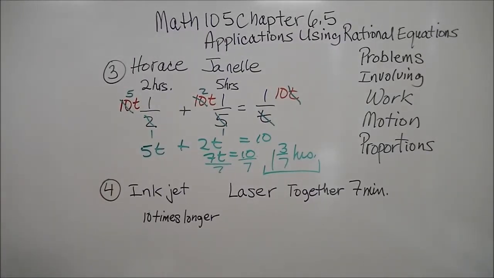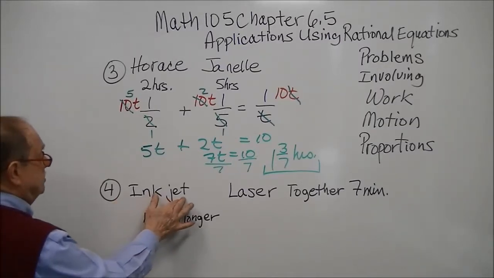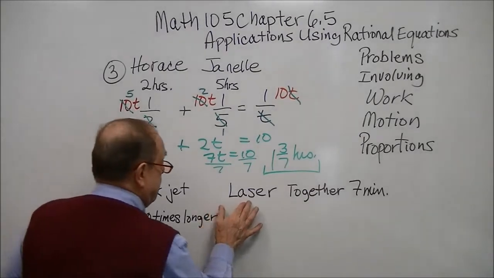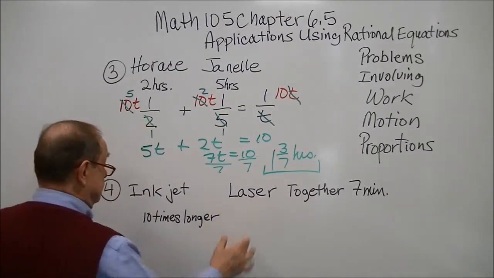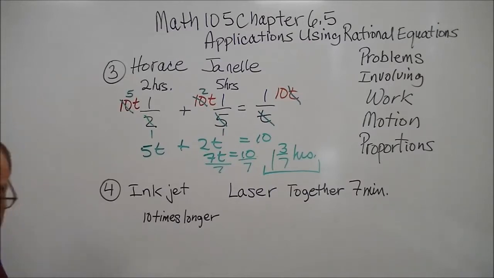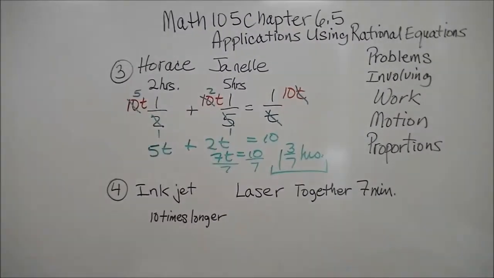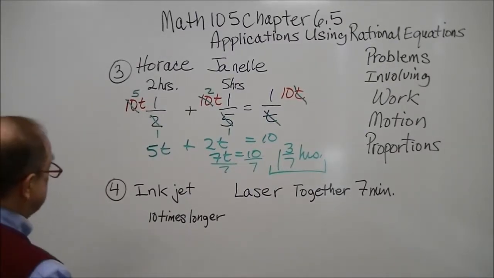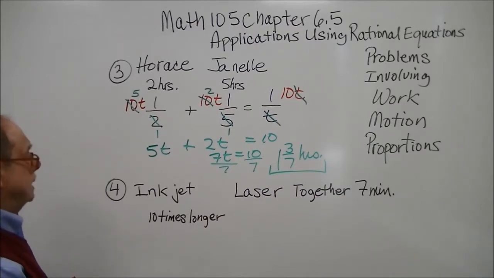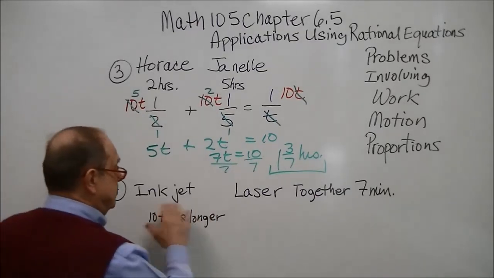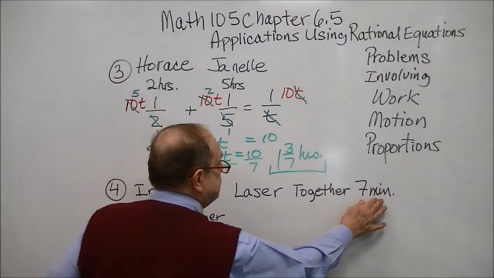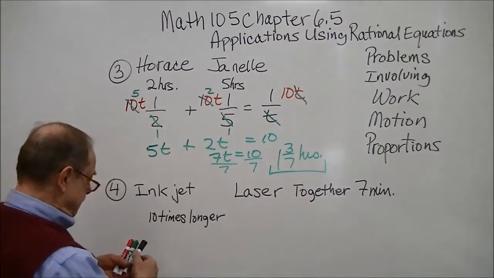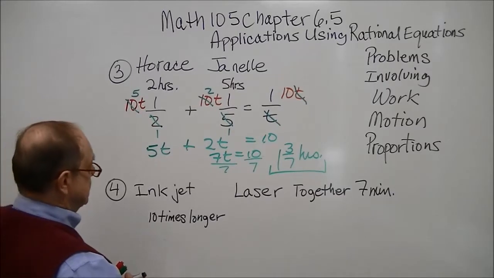All right, going on to number 4, we have 2 types of printers. One's an inkjet printer, and the other is a laser printer. Now we know laser printers are really fast. So, what would be the strategy? Well, we know that together these 2 printers can do the job in 7 minutes, so it's a little different. So let's see what we can come up with.